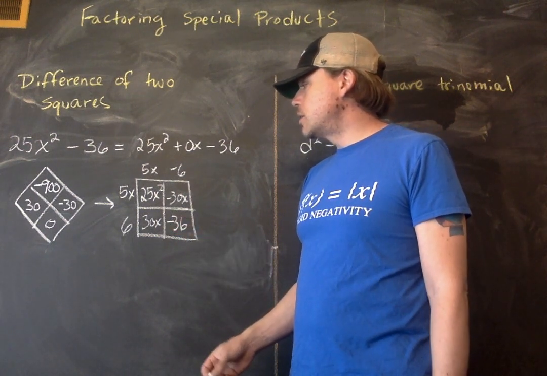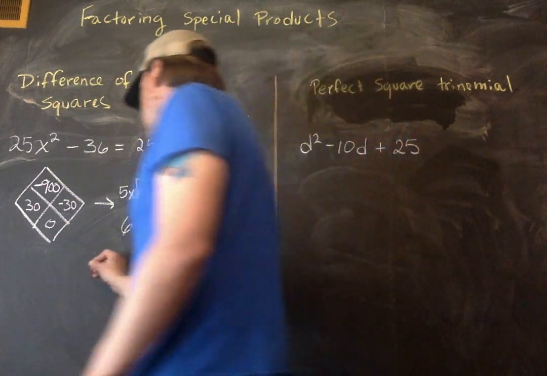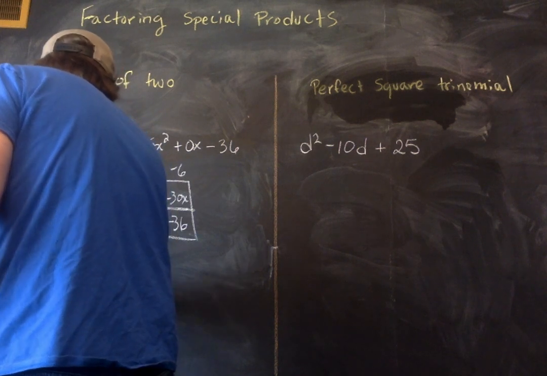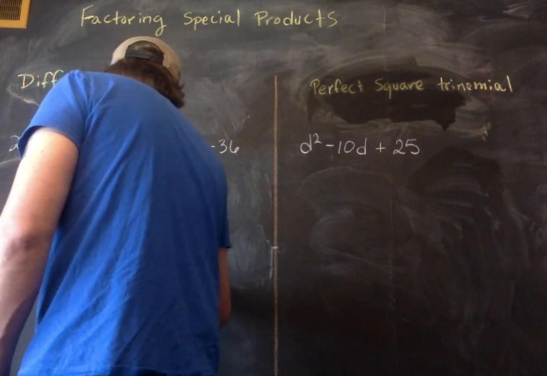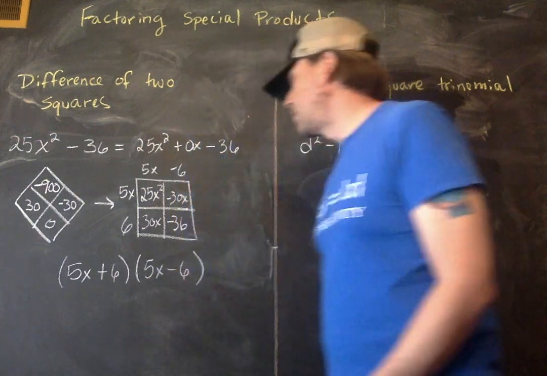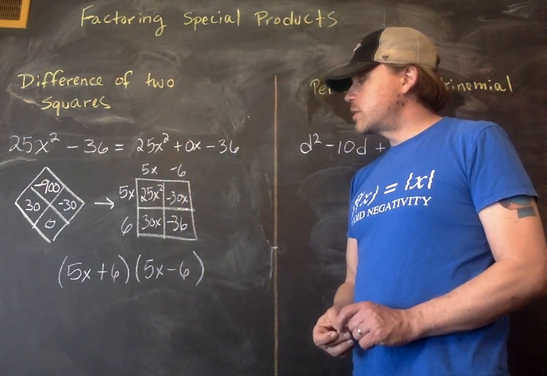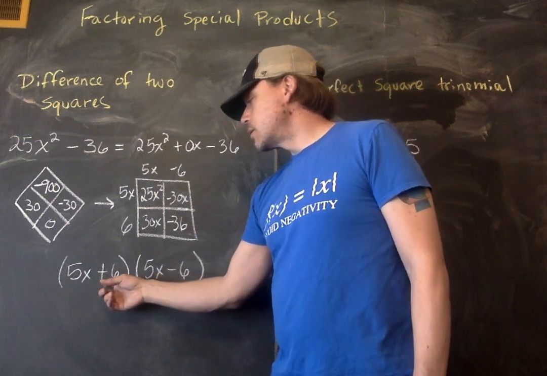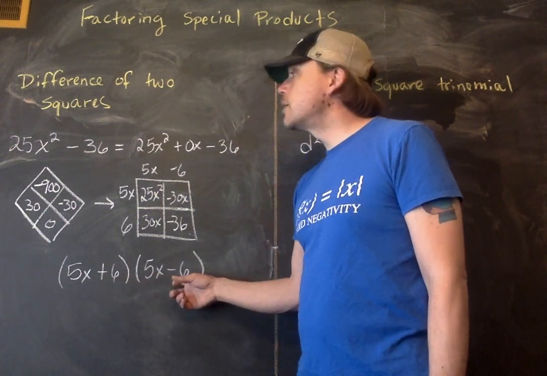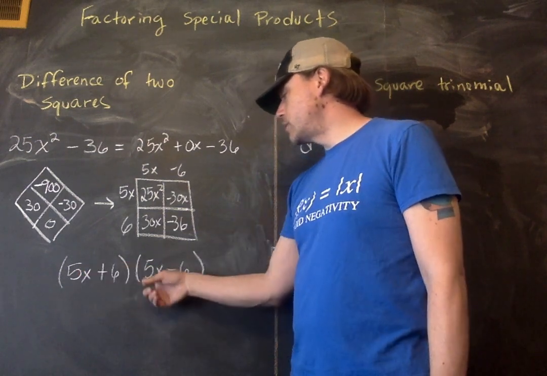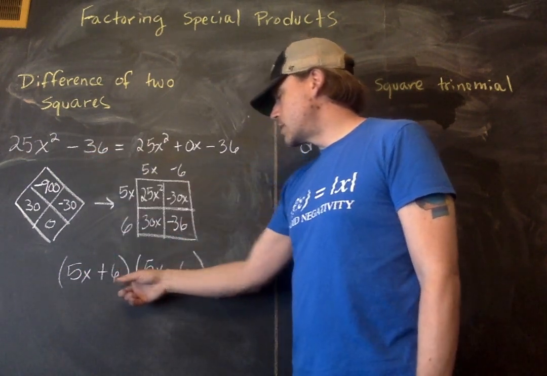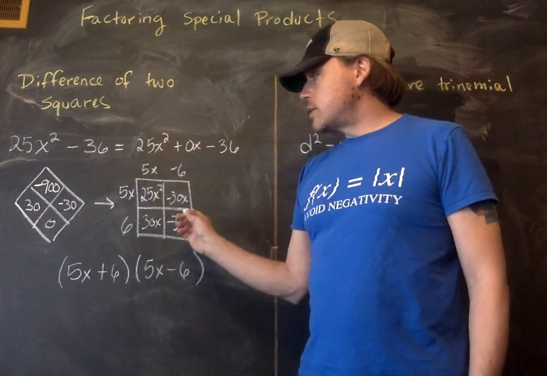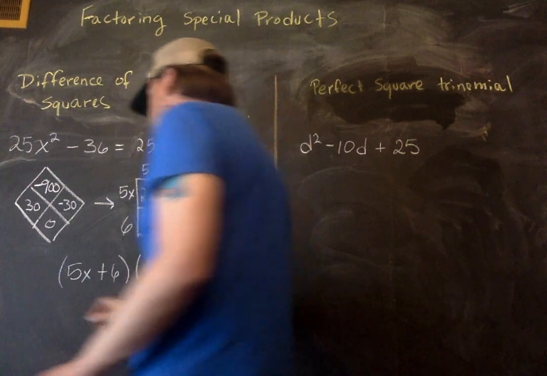So our final answer we can write down here is going to be 5x plus 6 multiplied by 5x minus 6. And I've got a difference of two squares being factored to their square roots. That's the pattern, right? The square root of 25 is 5. The square root of 36 is 6. So you could do these problems really fast with all this fancy stuff. Let's do one really quick.